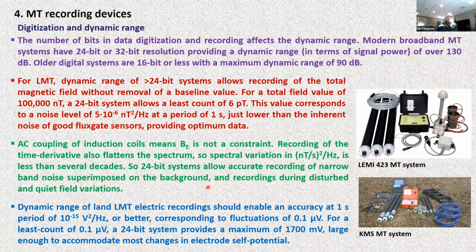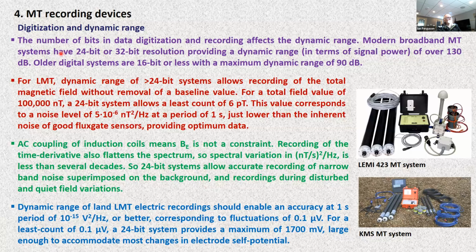Okay, finally, a few words on MT recording devices, just to finish off. The number of bits, we'll start with digitization and dynamic range. And the number of bits used in this process, the digital to analog conversion, analog to digital conversion, affects the dynamic range. And the dynamic range, of course, is the ratio of the largest to the smallest measurement that is possible, expressed in terms of a log scale.